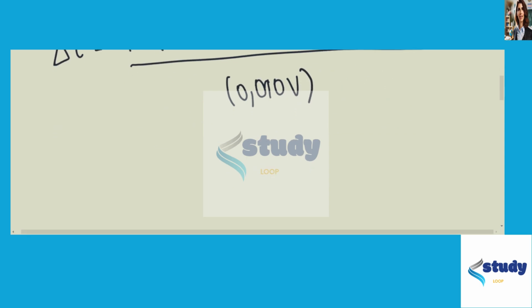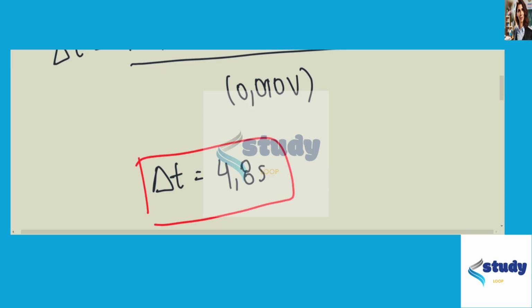So introducing this into the calculator, we obtain that the interval of time so that the field is allowed to vanish is equal to 4.8 seconds. So this is the solution for this problem.